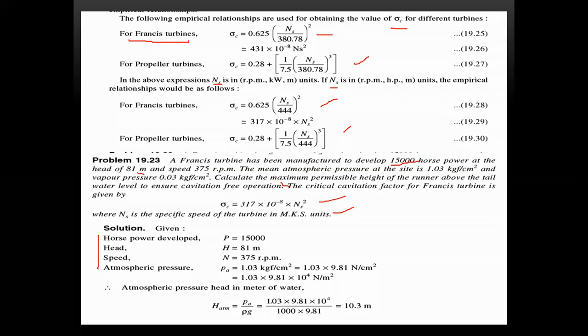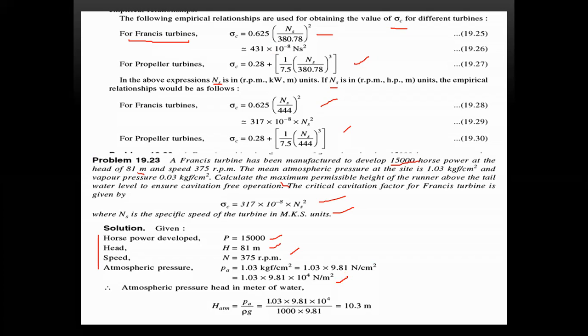Horsepower developed, P, is equal to 15,000. Next, head is equal to 81 meters. Speed is equal to 375 RPM. What is atmospheric pressure? Atmospheric pressure is 1.03 kgf per centimeter squared, converted into Newton per meter squared. That is equal to 1.03 into 9.81 into 10 to the power of 4.